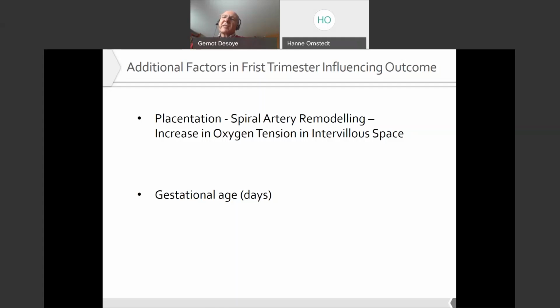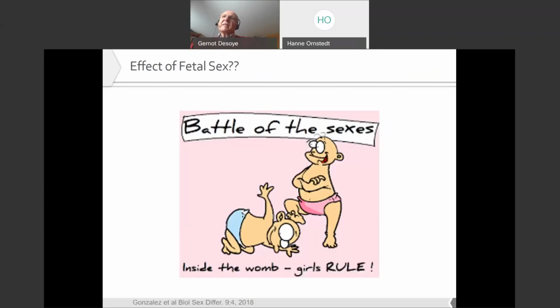And then, of course, there's the question about potential effects of additional metabolites. And my current thinking is that we should pay attention to amino acids, which can serve as potent insulin secretagogues for the fetus. And ultimately, and finally, there is also the question about the effect of fetal sex.